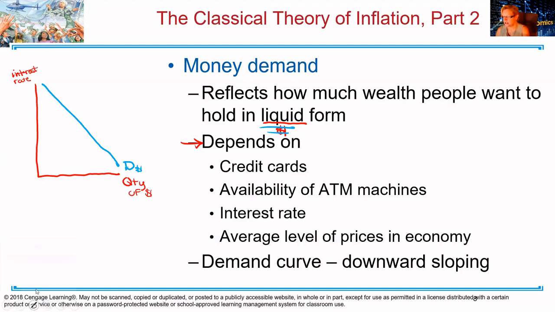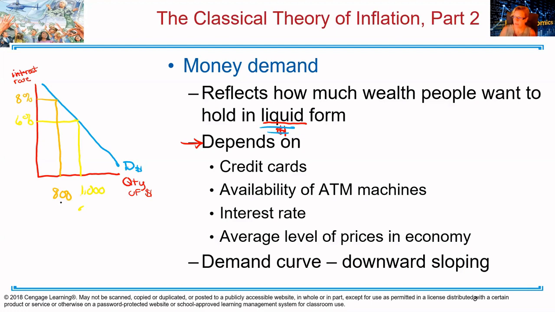So let me just, I'm going to do this in yellow because I'm going to erase it right away. But let's say we have an interest rate of 6% here. Then the quantity of loanable funds or demand for money would be, let's say, 1,000. As the interest rate increases to say 8%, then the demand for money decreases to 800.